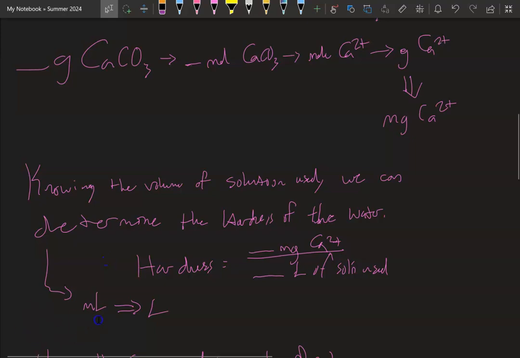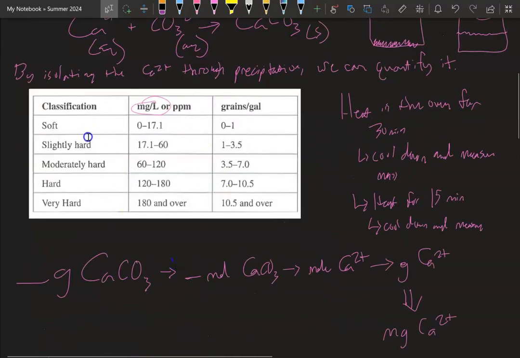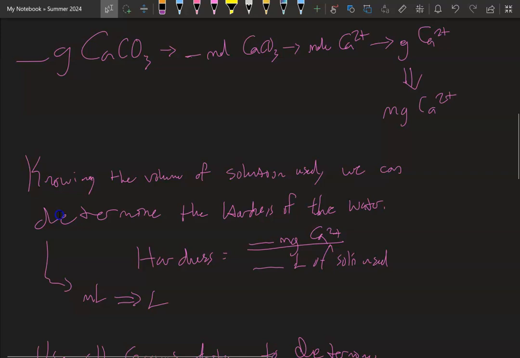So take that volume that you measure, that's in milliliters, and convert it into liters. And that volume in liters goes here. The milligrams goes on top. Then you divide the two into each other, and you have your answer for the hardness of the water. Now, the question is, how does it match up with what we see in the classification? Is it soft, or is it above the very hard?